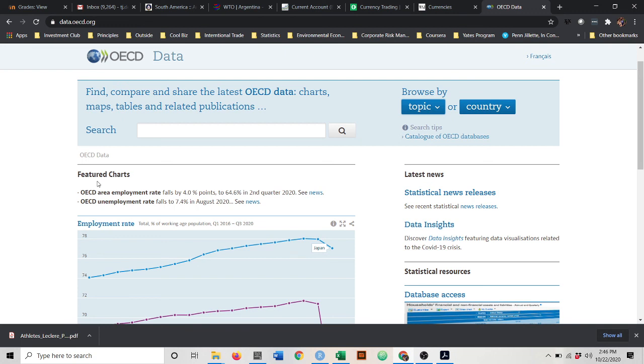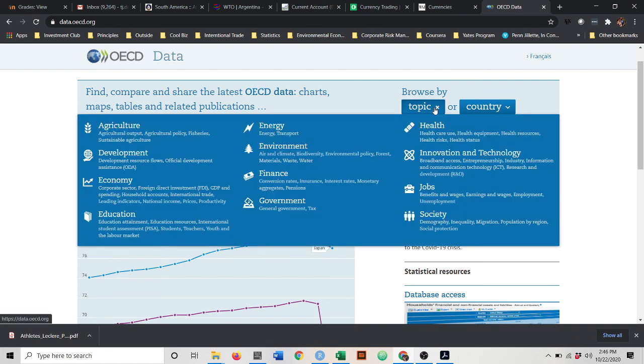OECD. So again, this is really nice. We've actually used this already. This was the first assignment in our class. It had you go through and grab the imports as a percentage of GDP and exports as a percentage of GDP, and pick several countries inside there and get the data from that. Same kind of idea. You can pick by topic. You can look by country. But some of these topics are really kind of interesting, especially if your country is a member of the OECD.